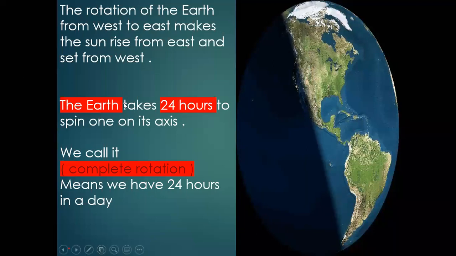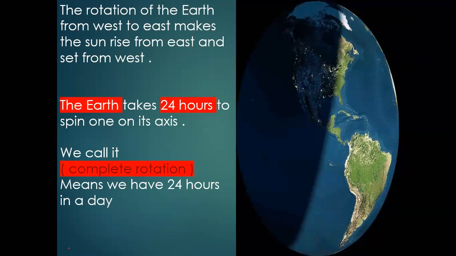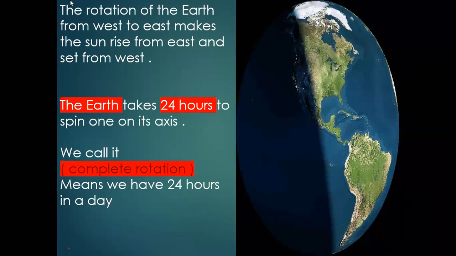The earth takes 24 hours to spin once on its axis. We call it complete rotation. If I asked you, what is the complete rotation? Marwan? What is the complete rotation? That the earth takes 24 hours to spin once on its axis. Very good, excellent.